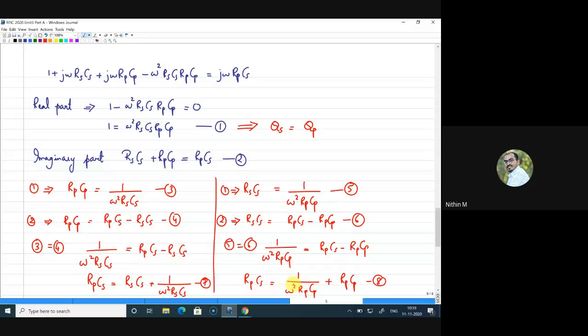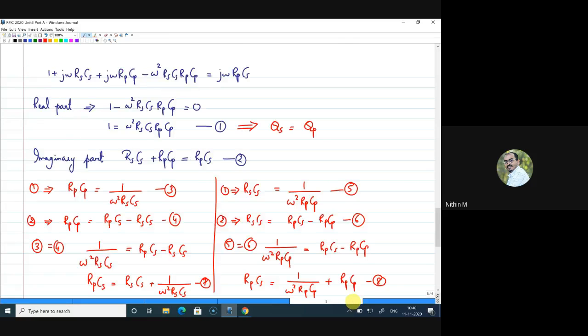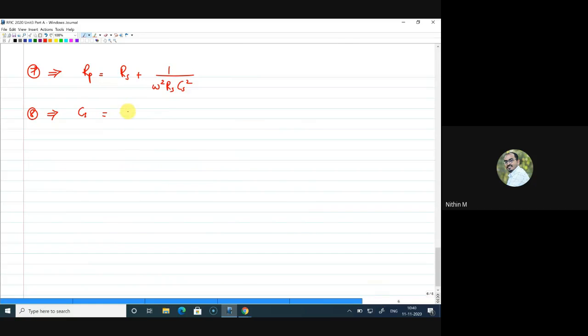Similarly, from equation number 8, if I divide by Rp on both sides, I can get the equation for Cs. I can write Cs is equal to 1 by omega square Rp square Cp square plus Cp, right? I hope you are following.